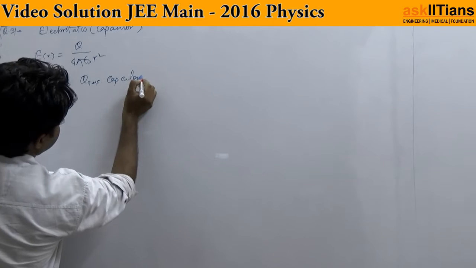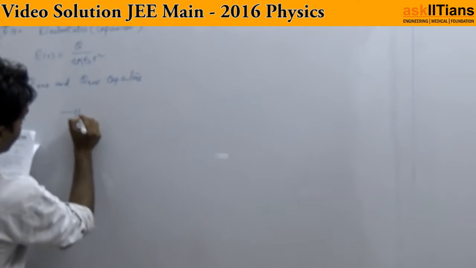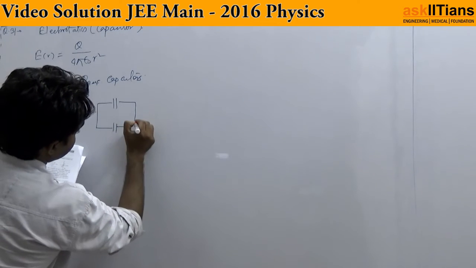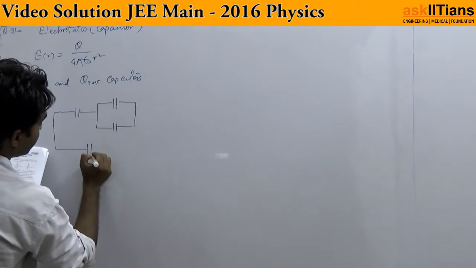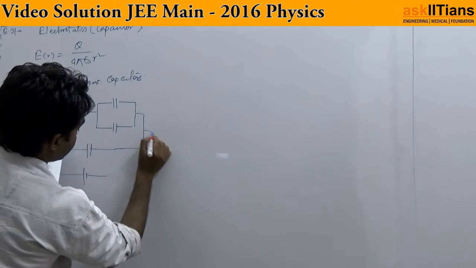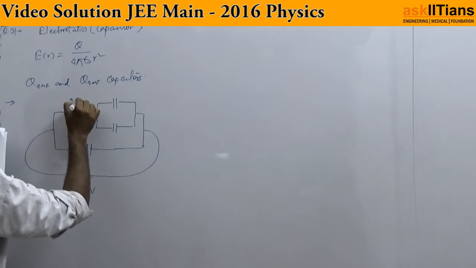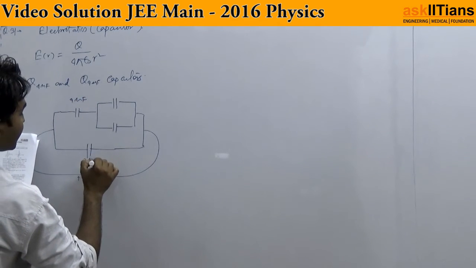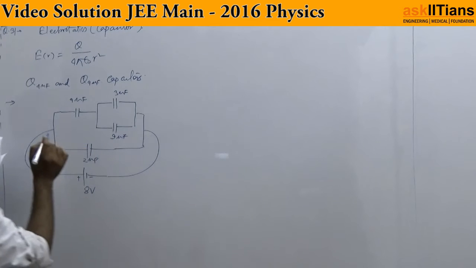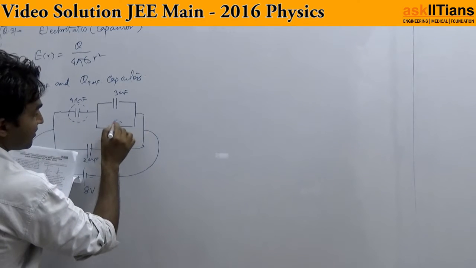Now we are given the circuit diagram like this. Parallelly, we have 2 capacitors connected, and it is common with the 2 microfarad capacitor like that, and then finally connected to the DC battery. The value is 8 volt, positive and negative. The values are 4 microfarad, 2 microfarad, 3 microfarad, and 9 microfarad. So we have to find the charge spread over the 4 microfarad and 9 microfarad capacitors.